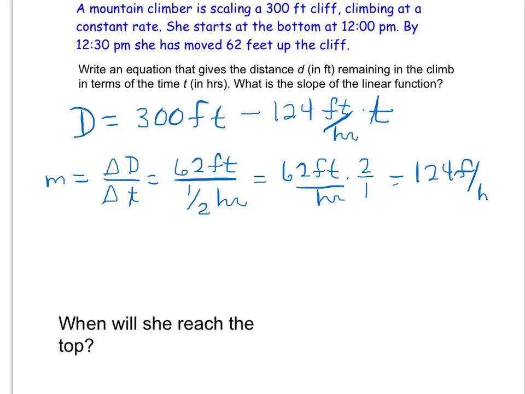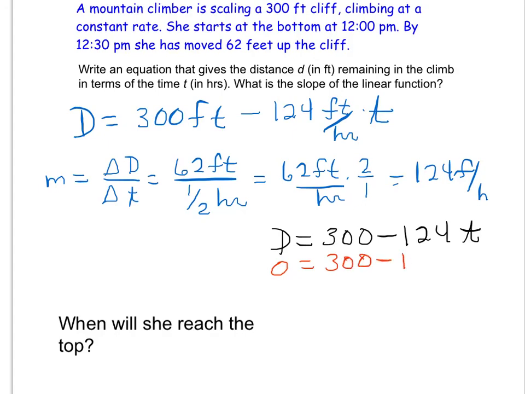Now secondly, when will she reach the top? Well, if we use the formula we just found, d is equal to 300 minus 124t, when will she reach the top? What's the distance at the top? Again, she's trying to scale the 300-foot cliff, so at the top, there's no distance remaining. So we're going to put a 0 in for the distance. The rest of the formula stays just as it is, and we're going to solve for time.